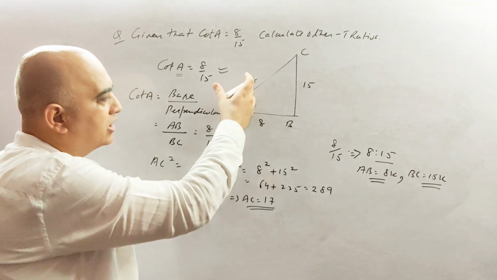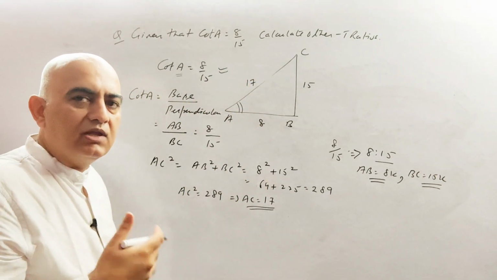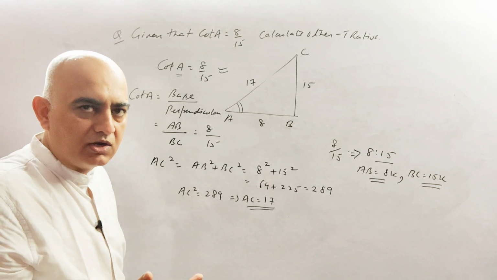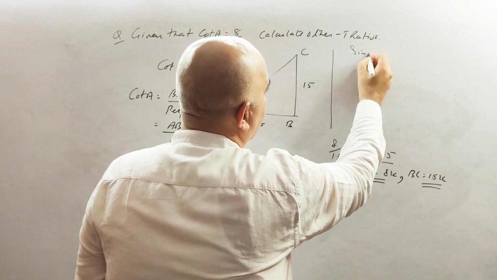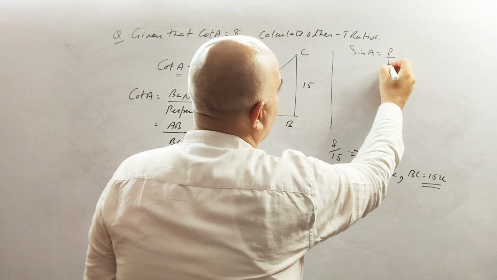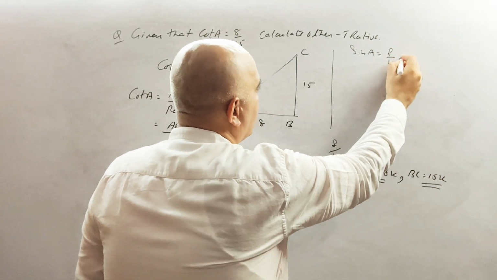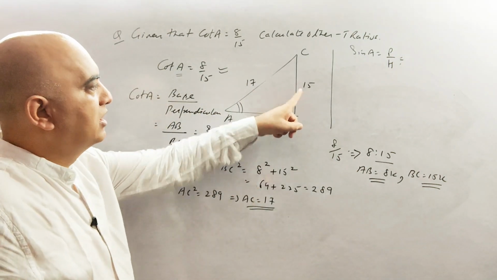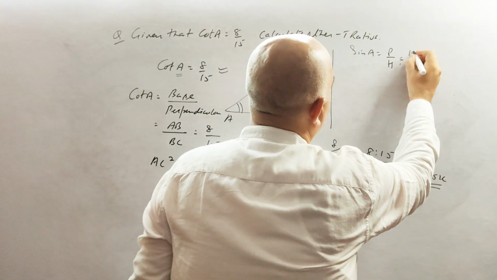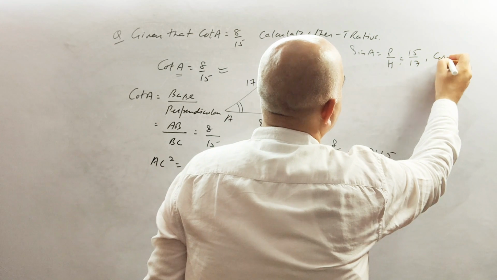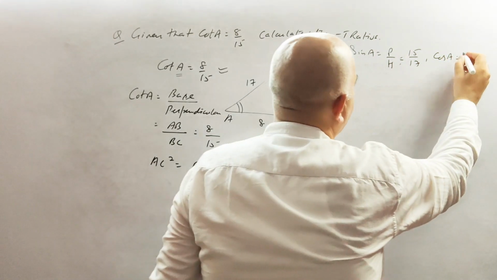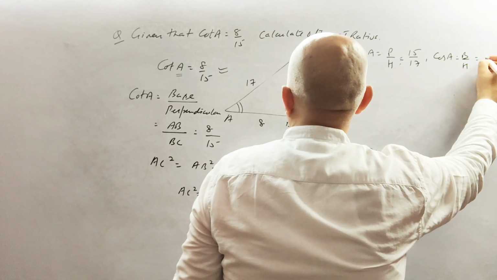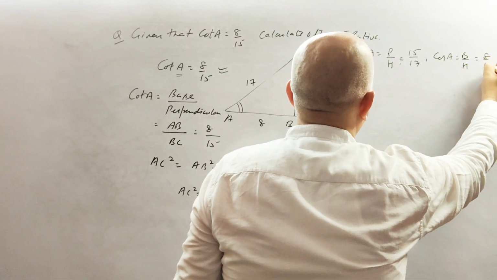After calculating this value, now we know the measure of the hypotenuse. And if we know the measure of the hypotenuse, then we can calculate all the 6 trigonometric ratios, right? So we have the formula for sine A, that is P upon H. What is P? That is 15, and H is 17. So we have 15 upon 17. What is the measure of cos A? That is base upon hypotenuse, that becomes 8 upon 17.